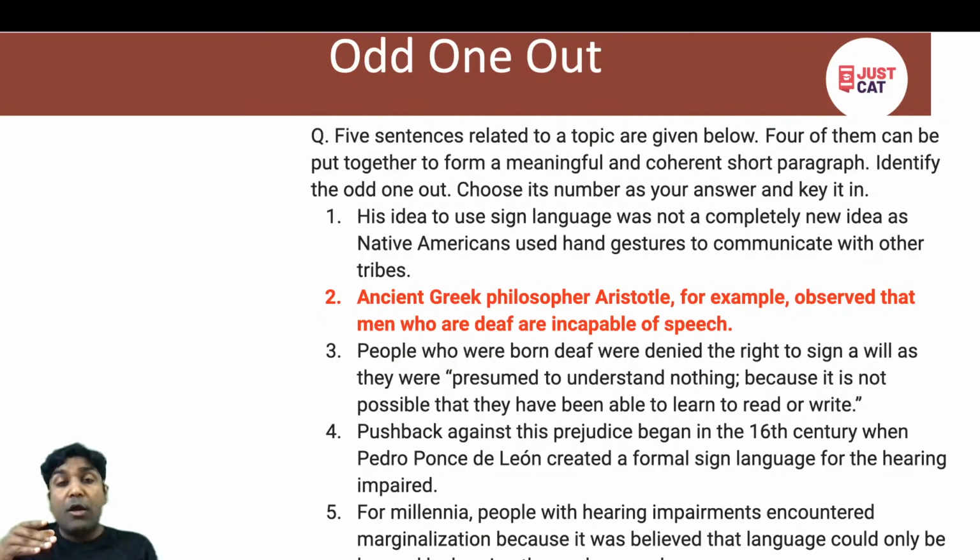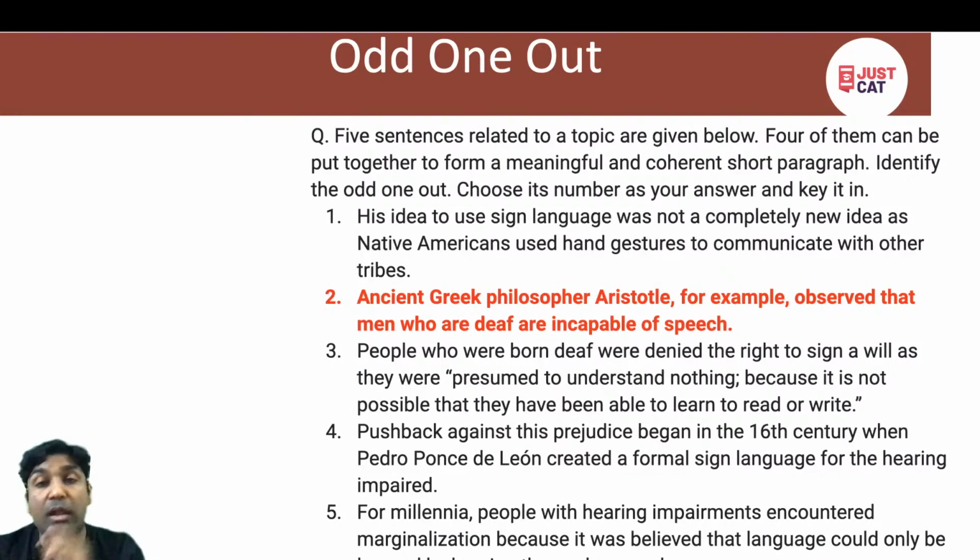Okay. Then comes 4th: pushback against this prejudice began in the 16th century when Pedro Ponce created a formal sign language for the hearing impaired. And then comes 1, which says his idea. Whose ideas? Pedro Ponce's ideas, this Spanish monk's idea. His idea to use sign language was not a completely new idea, as Native Americans used hand gestures to communicate with others.